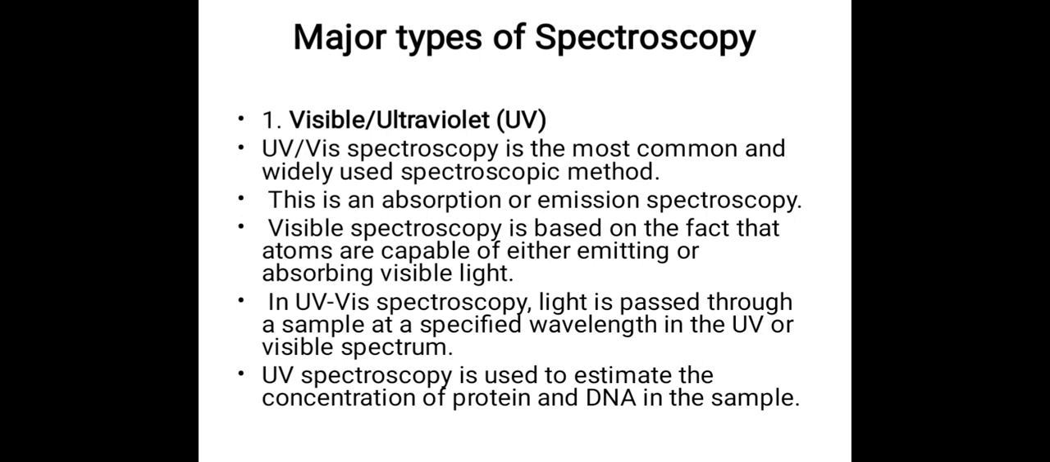Major types of spectroscopy: visible or ultraviolet spectroscopy. UV or visible spectroscopy is the most common and widely used spectroscopic method. This is an absorption or emission spectroscopy. Visible spectroscopy is based on the fact that atoms are capable of either emitting or absorbing visible light. In UV visible spectroscopy, light is passed through a sample at a specific wavelength in the UV or visible spectrum.